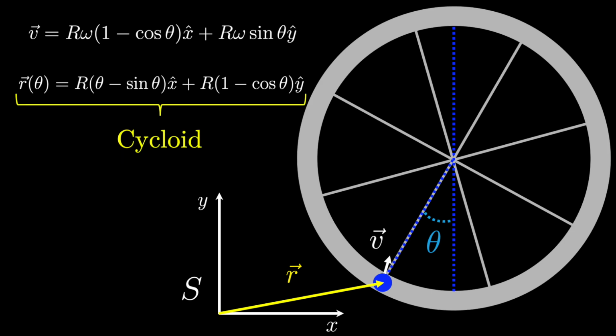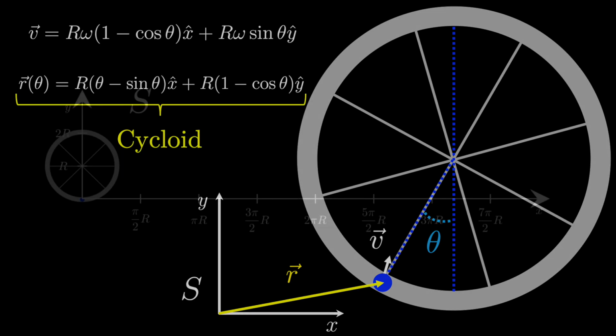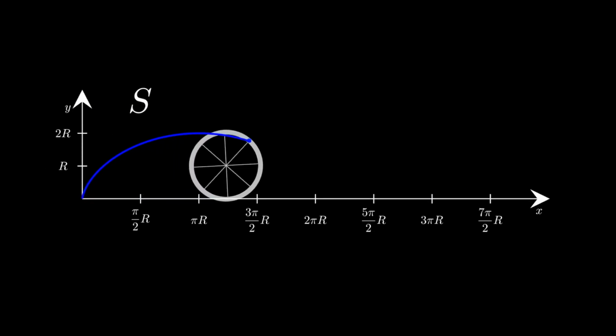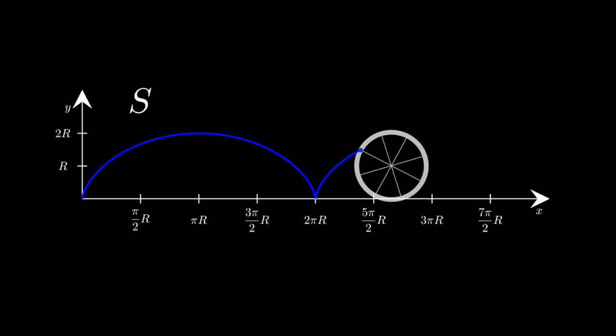This is the parametric equation of the cycloid. Specifically, the cycloid is the curve traced by a point on the rim of a wheel that translates without slipping.